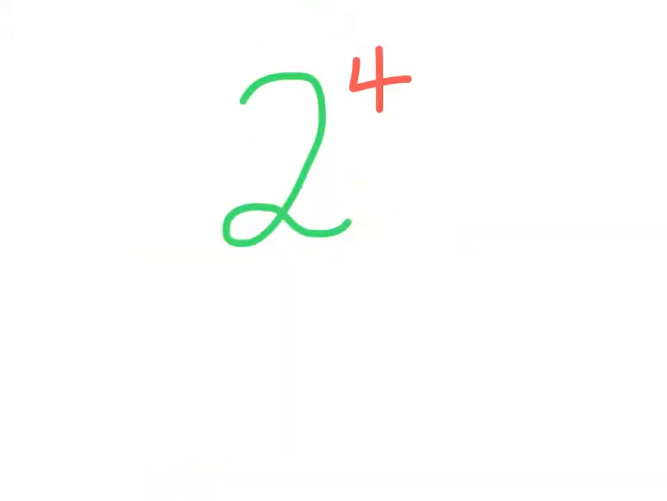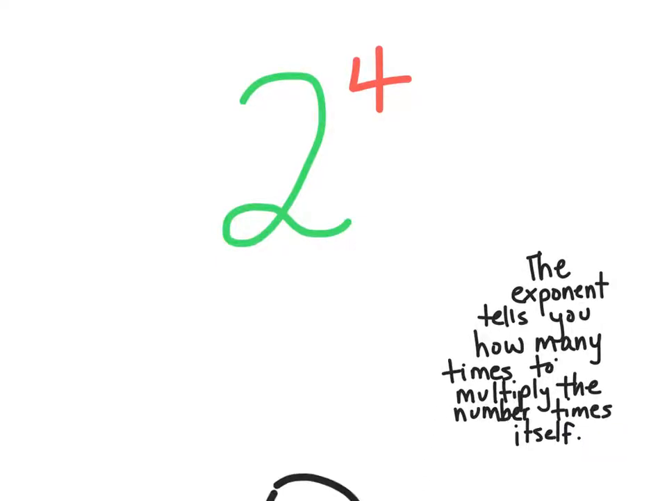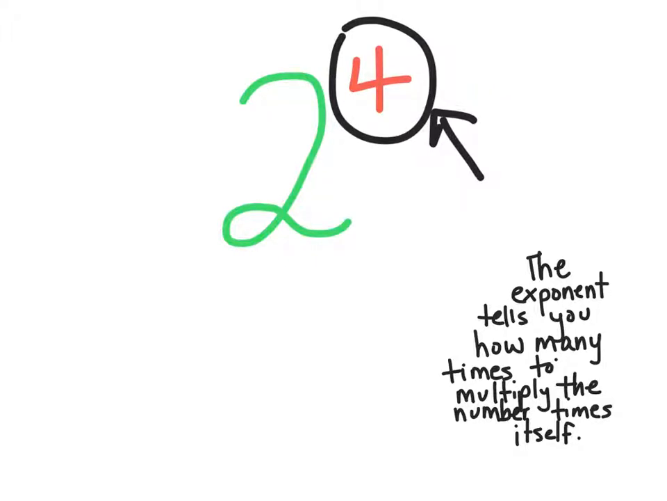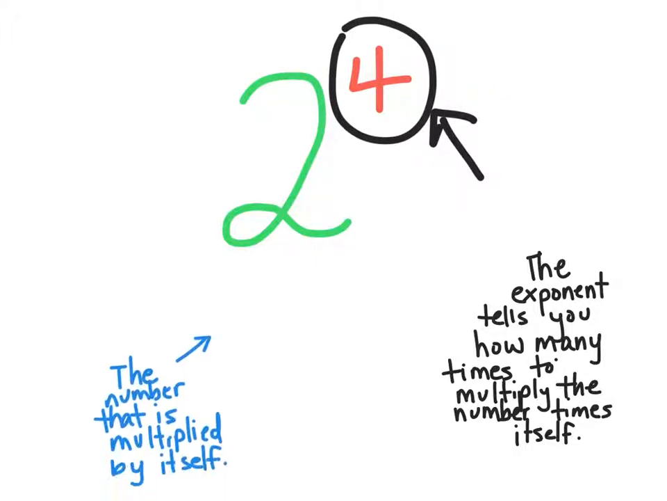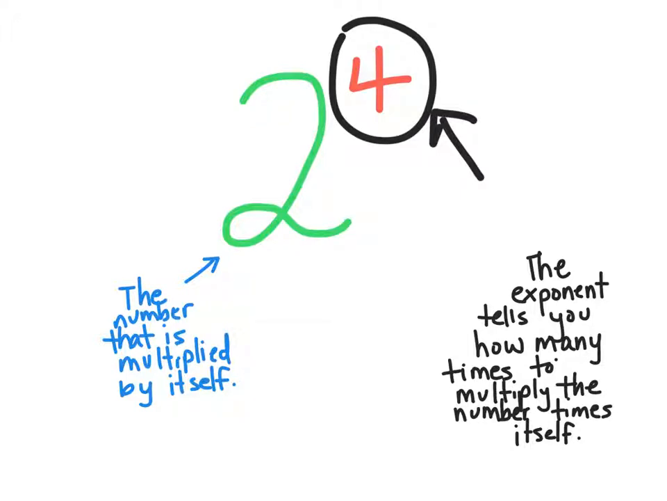Here's the number 2 with the exponent of 4. The exponent 4 tells you how many times to multiply the number 2 by itself. So in this case, I am taking the number 2 and I am going to multiply it by itself 4 times. Here we have the number 2, and that is the number we are going to be multiplying by itself. The exponent 4 tells us how many times we want to multiply 2 by itself.